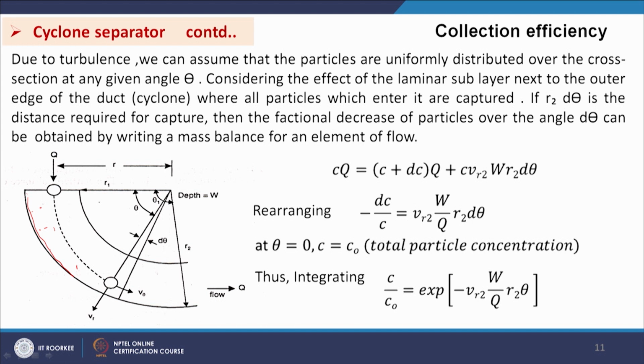Next to the outer edge of the duct cyclone, all particles which enter it are captured. As I mentioned, particles have to come in contact with the surface. So, this is a very thin layer we are assuming. So, here if some particle comes, that will be trapped, that will be settled. Now, r2 d theta is the distance required: say this is our r2, from this place to this place is r2, and this is our d theta.